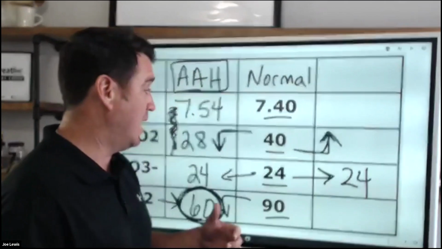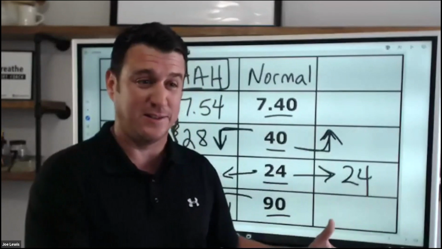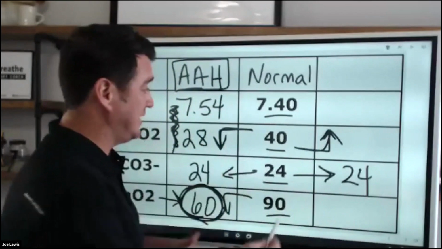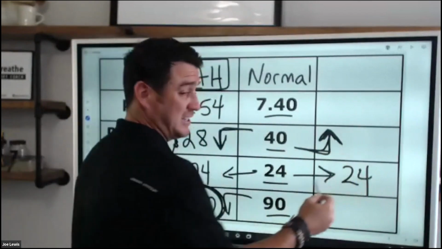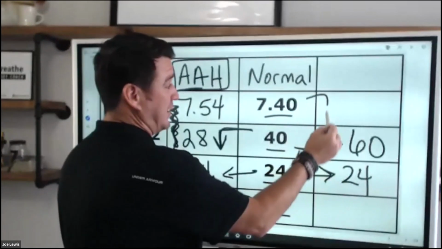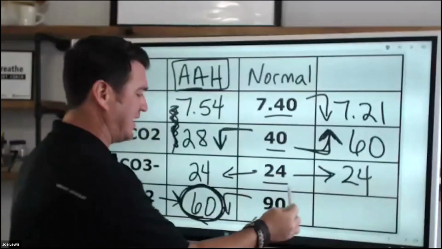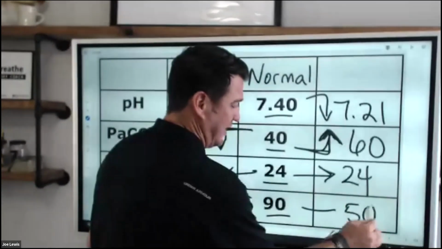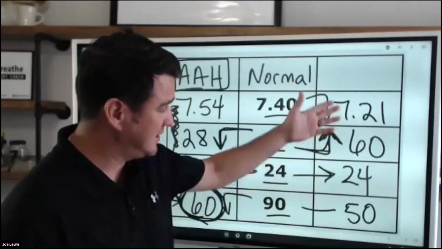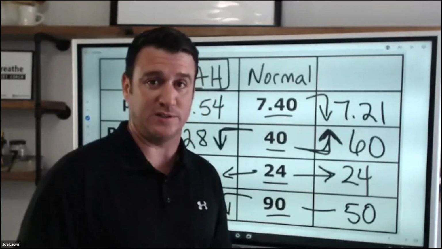Okay? CO2 moves quickly, more like a lightweight fighter, really fast, doesn't carry a lot of power in its punch, right? But nonetheless, the CO2 goes up. Let's just say it goes up to 60. We're going to see that our pH is going to now go down to 7.21. And let's just say that our PaO2 is still over here. Let's say it's even worse now at 50, okay? Now, we would interpret this as an uncompensated respiratory acidosis.